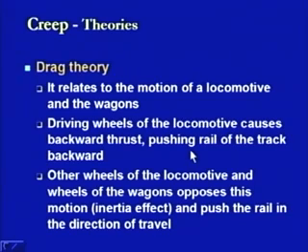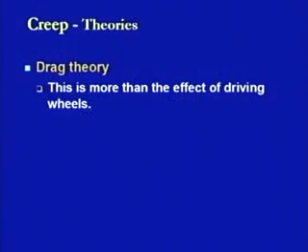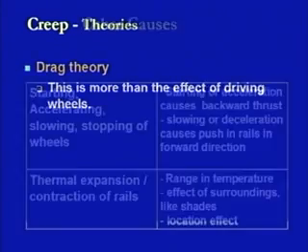Now, whichever force is larger will induce the creep in that direction. So, if the force caused by the tractive effort is more, then it is going to create creep in the backward direction, whereas if the force due to the wagons is more, then it is going to create a creep in the forward direction. Now, in this case, this is more than the effect of the driving wheels, because that is the combined effect of the wagons, or the force induced by those wagons.